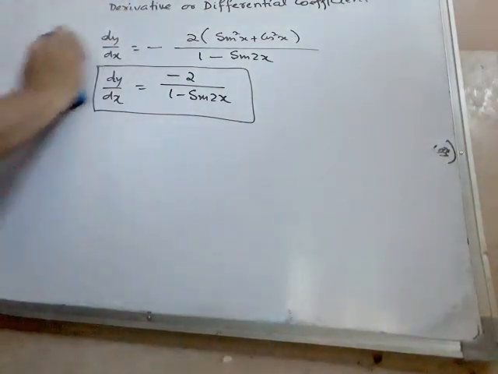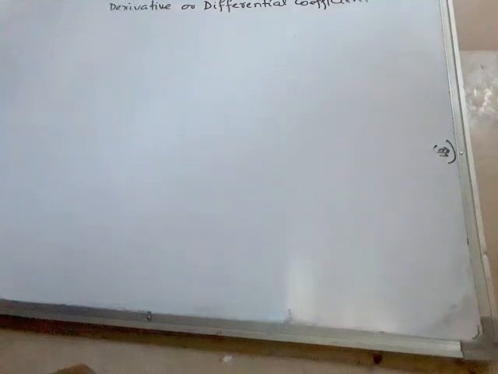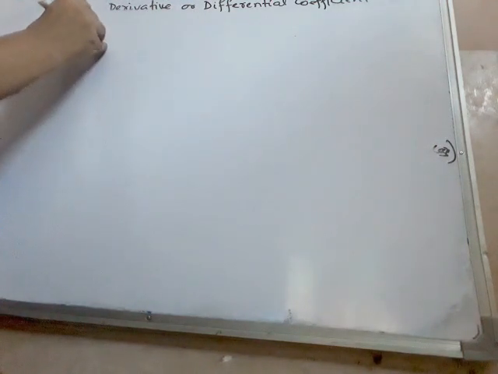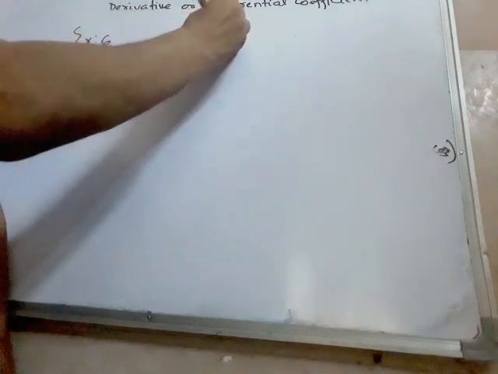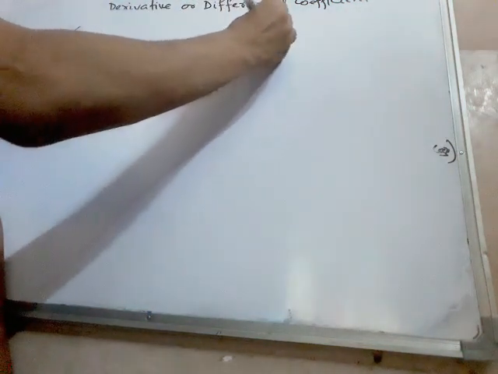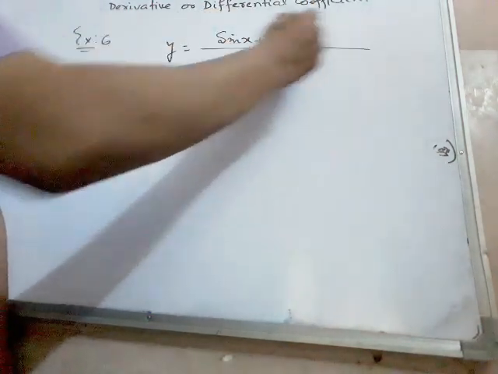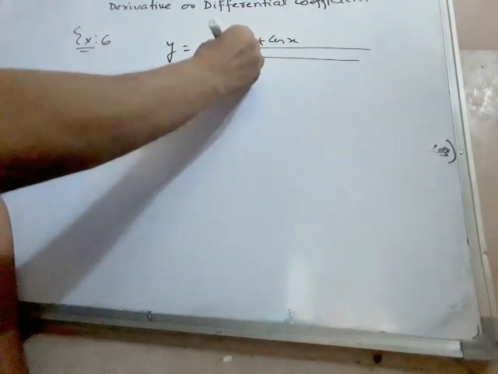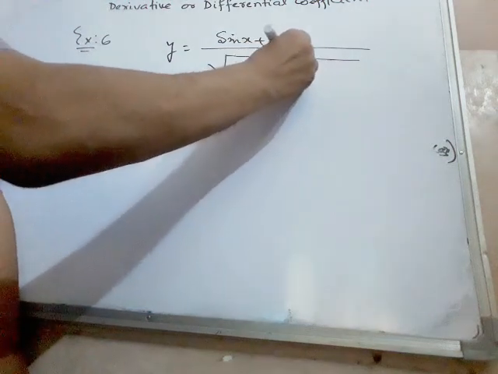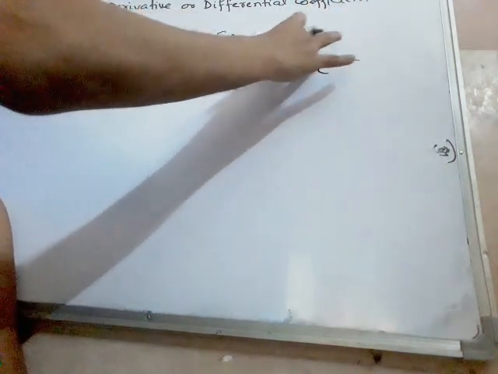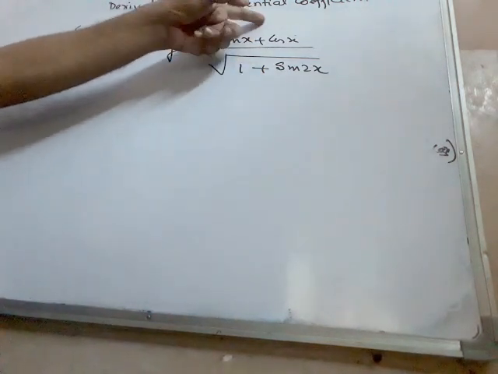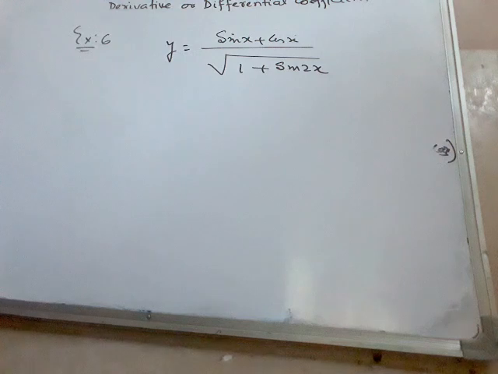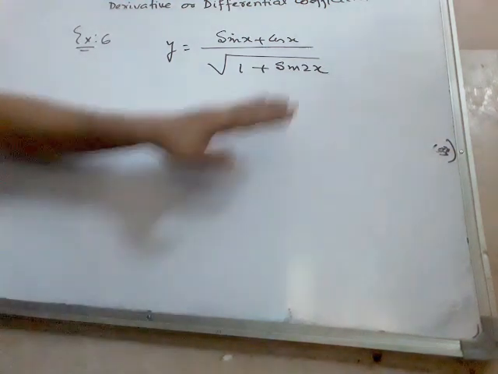Example number 6. Say y equal to (sin x plus cos x) divided by root over (1 plus sin 2x). Some students, after looking at that, since it is division form, may apply the quotient formula, but it is not needed over here. There are some tricks. We have to apply the formula over here.